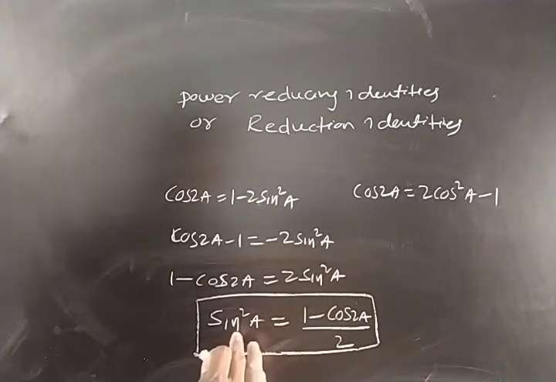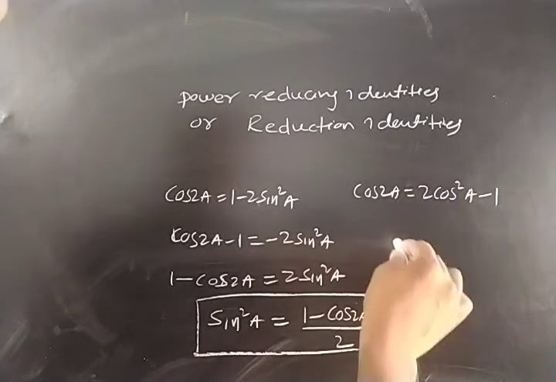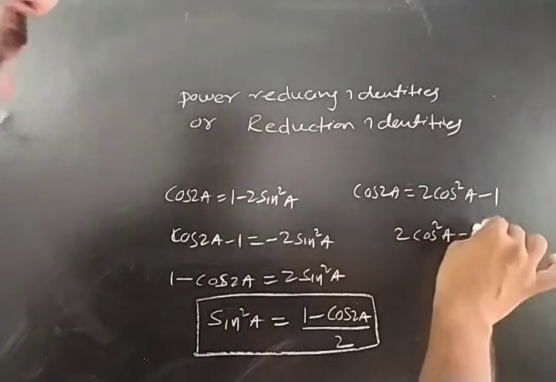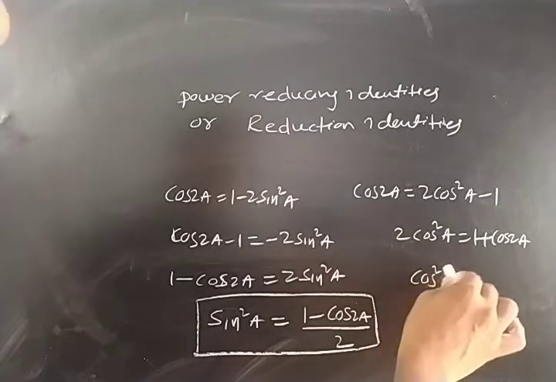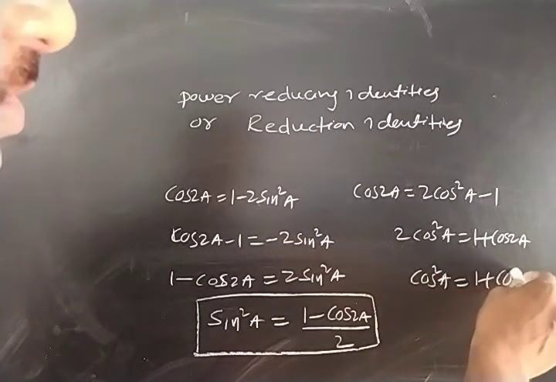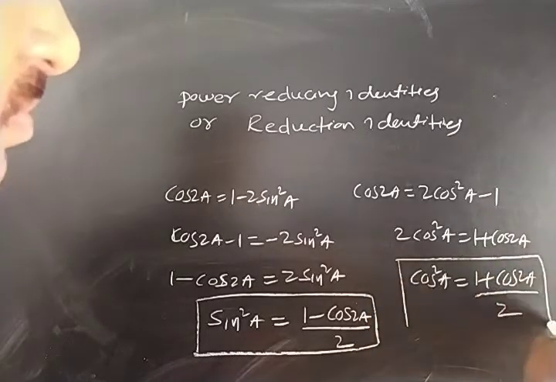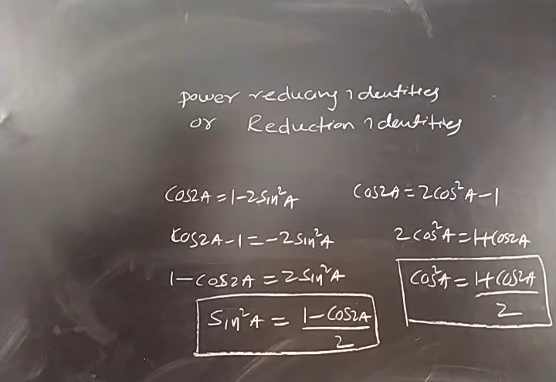So this is one power reduction identity. Sometimes if you have to reduce the power of sine square A, at that time we can use this formula. In place of sine square A, you can put 1 minus cos 2A by 2. From this formula I am going to get cos square A. So send this minus 1 to the right-hand side, you will get 2 cos square A is equal to 1 plus cos 2A, and cos square A equal to 1 plus cos 2A by 2. So if you want to reduce the power of cos, in place of cos square A, you can use 1 plus cos 2A by 2.